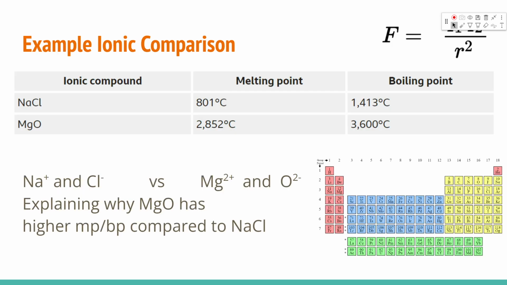Okay, so here's an example of an ionic compound. Or two, rather: sodium chloride and magnesium oxide. And you can see here the melting point is significantly bigger for magnesium oxide, and the boiling point is also significantly bigger. So how can I explain why magnesium oxide has a bigger melting point and a bigger boiling point compared to sodium chloride? I'm going to use Coulomb's law, so that's why I have it up here, to explain that. Again, Coulomb's law comes in clutch. It's very good at explaining a lot of different things. And so I think about, first of all, let's just circle where these are on the periodic table.